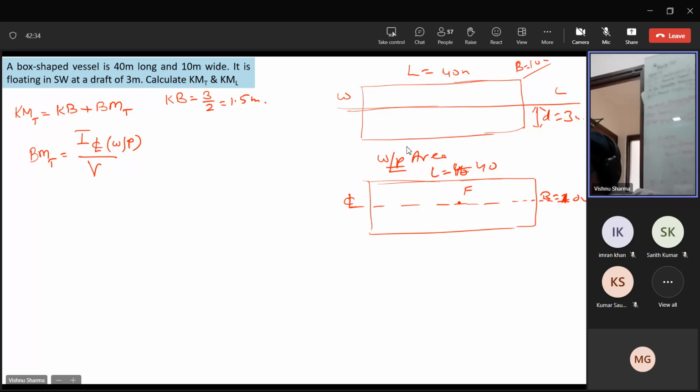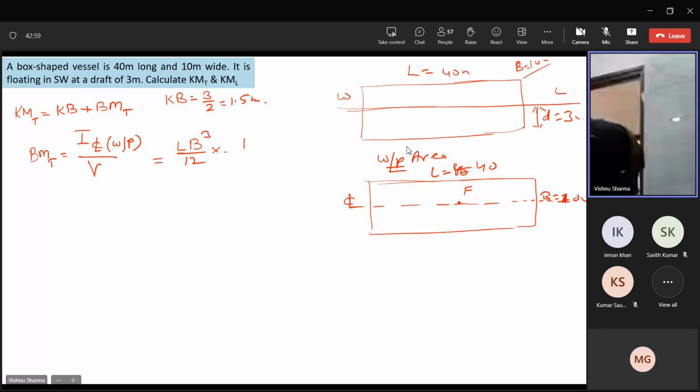So guys, tell me what will be the numerator of this BMT expression? Don't give the 40 into 10 values. Tell me what to multiply with what and what do we get? ICL of the water plane. Look at the diagram. The diagram is talking to you. LB cube divided by 12. Okay, LB cube by 12.